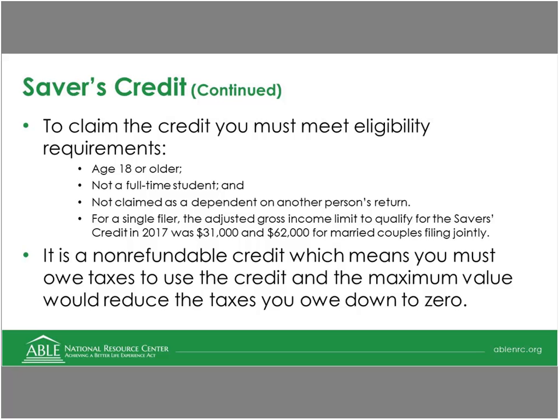Additionally, in order to take advantage of this, if you're filing as a single individual, this credit cuts off for people that make above $31,000. I believe it's $31,500 for 2018. Or if you're filing as a couple, that would be $62,000. It's also important to note that this is a non-refundable credit, which means that you must owe taxes to be able to use the credit, and that the maximum value could reduce those taxes you owe to zero. So you won't be getting money back as a result of this credit. You would only be able to reduce your tax liability down to zero.